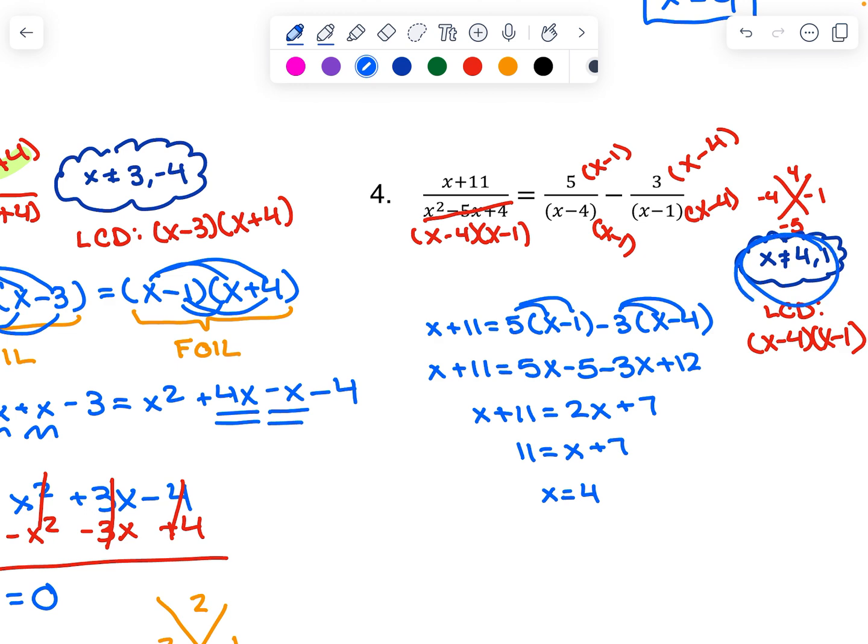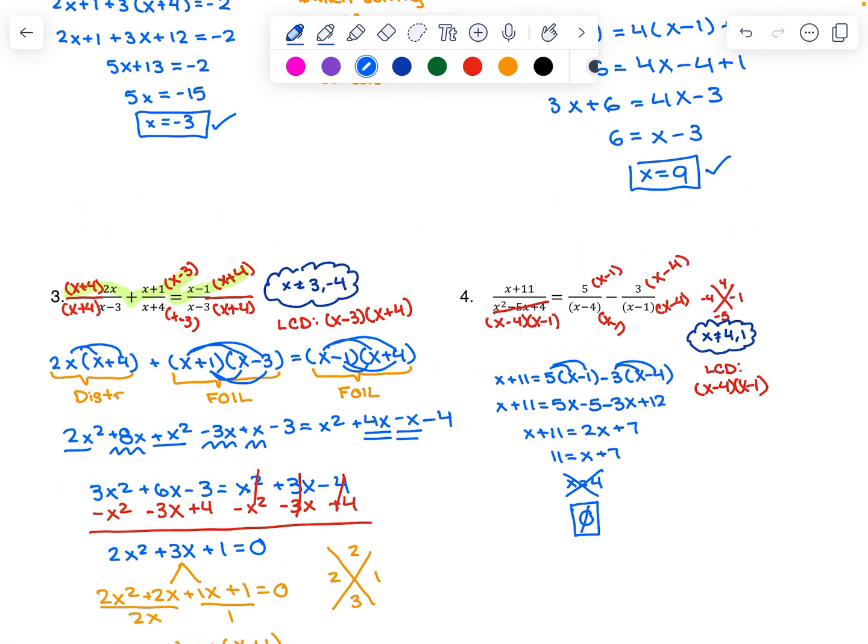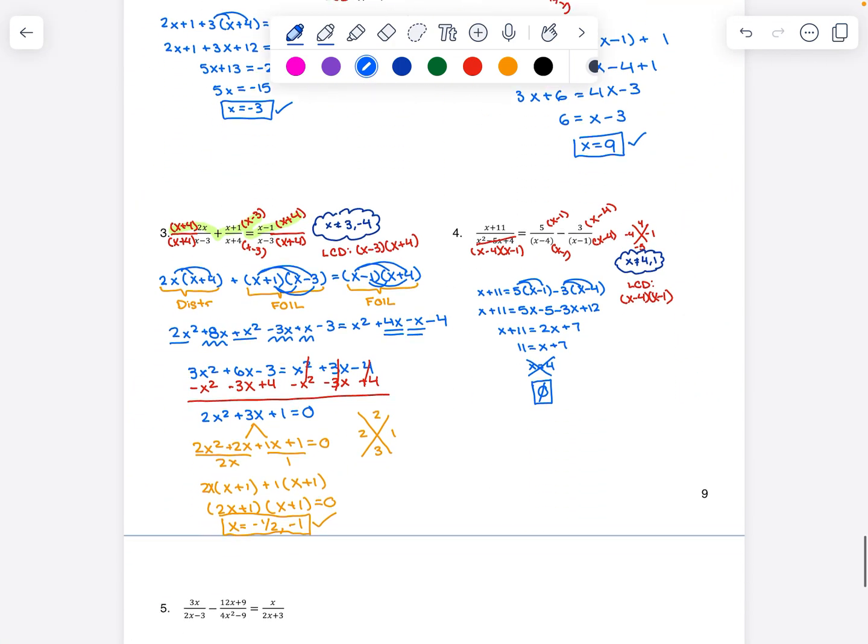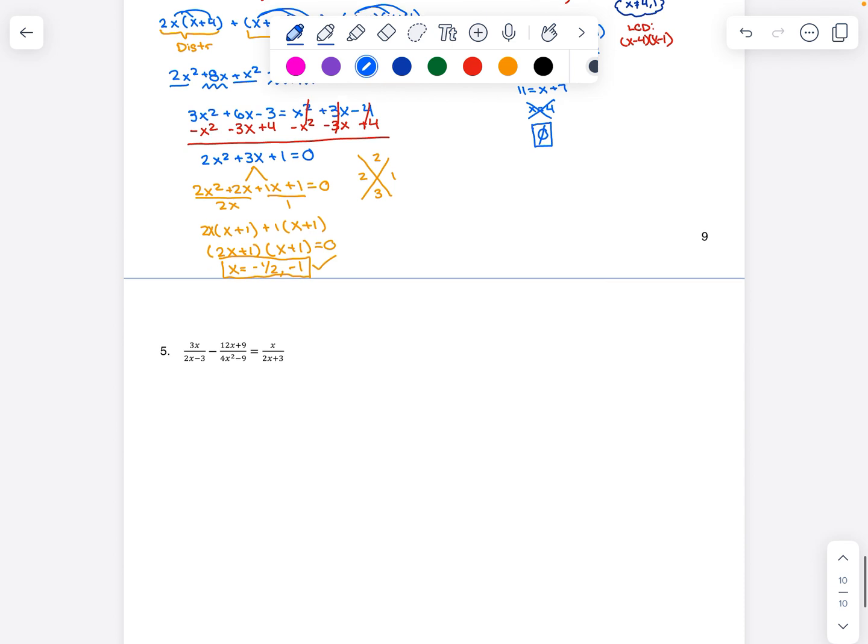Well, notice x cannot be 4 because it would make the denominator 0. So I'm going to throw this answer out, and my answer for the whole thing is no solution. So you can either write no solution or a 0 with a slash in it. That would work, okay?